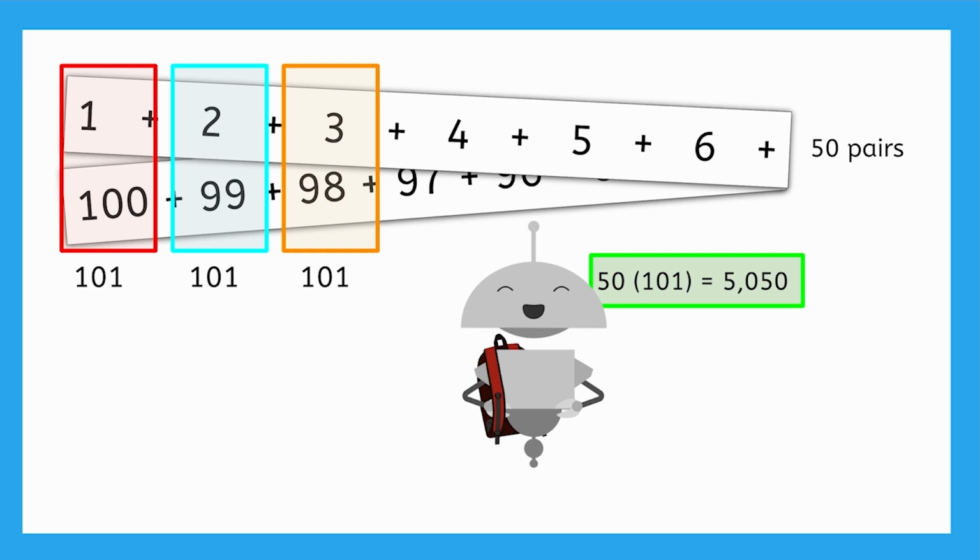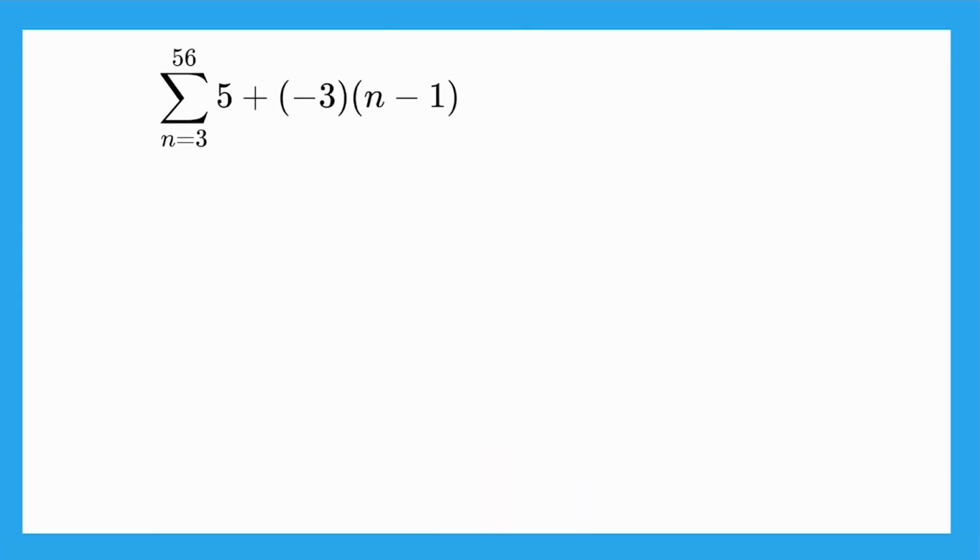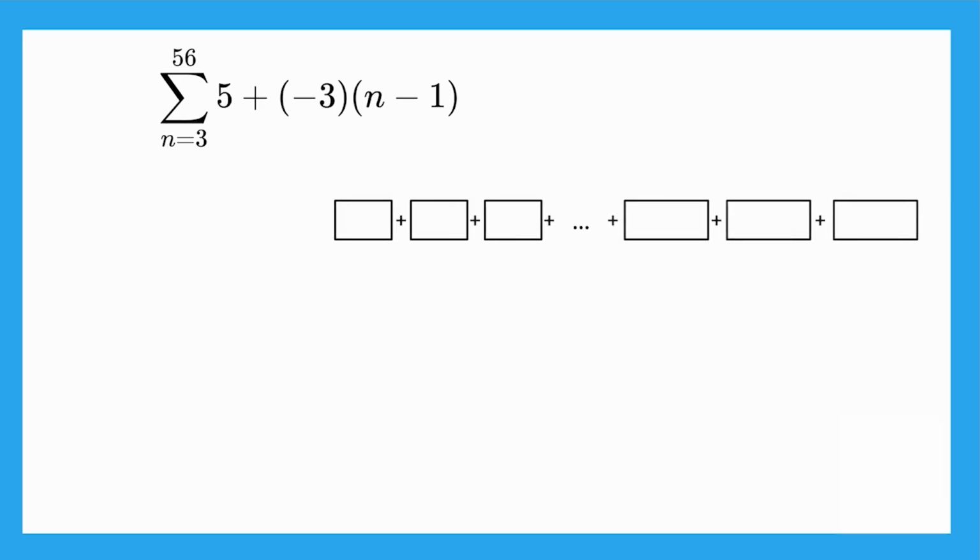But then that raises this question. Would this strategy work for other arithmetic series, or just this one? Let's change our series to something more complicated. The series from term 3 to term 56 of the sequence 5 plus negative 3 times n minus 1. Take a moment to find the first 3 terms in the series, then skip to the end and find the last 3 terms.